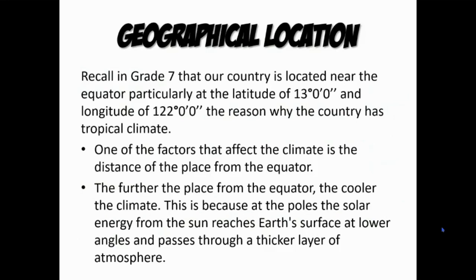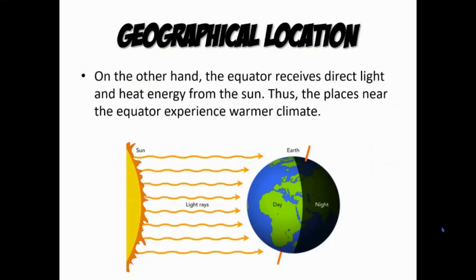At ang bansa natin ay tumatama dun sa linya ng Ecuador, no? At or malapit, no? And then the further the place from the equator, the cooler the climate. This is because at the poles, the solar energy from the sun reaches Earth's surface at lower angles and passes through a thicker layer of atmosphere. So on the other hand, the equator receives direct light and heat energy from the sun. Thus, the places near the equator experience warmer climate.